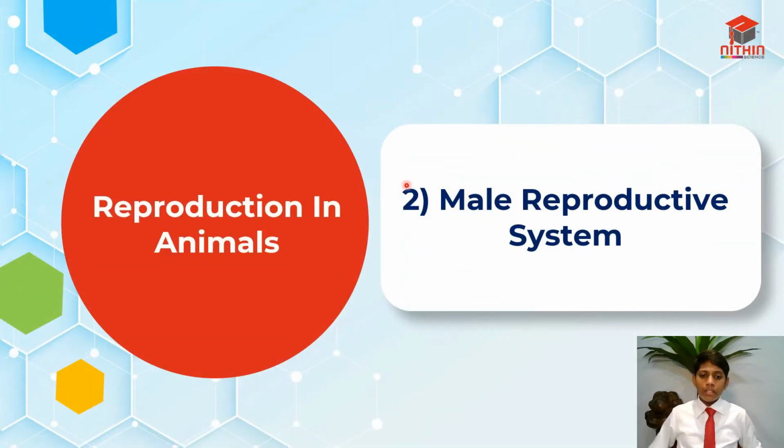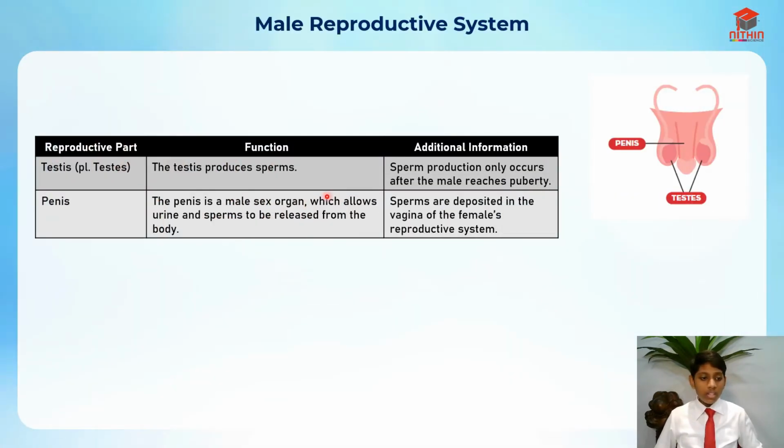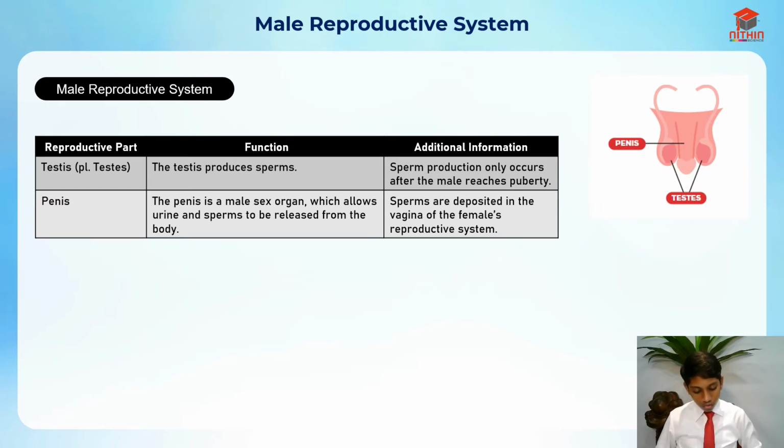For the second segment of this video, I am going to go through the male reproductive system. So this is the male reproductive system. There are two parts: one is the testes and one is the penis. Here, testes is in the plural form, because it is pointing to both of these.